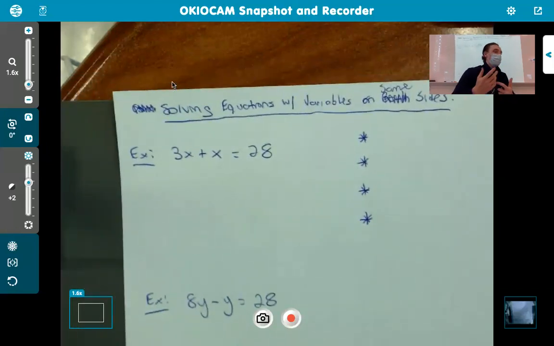Just like we have been doing, I want to do an example first. We'll come up with a list of steps, and then we will go through and do a couple more examples.